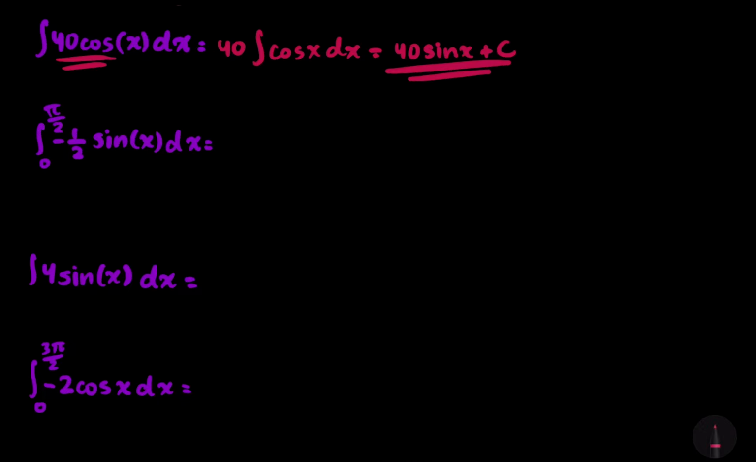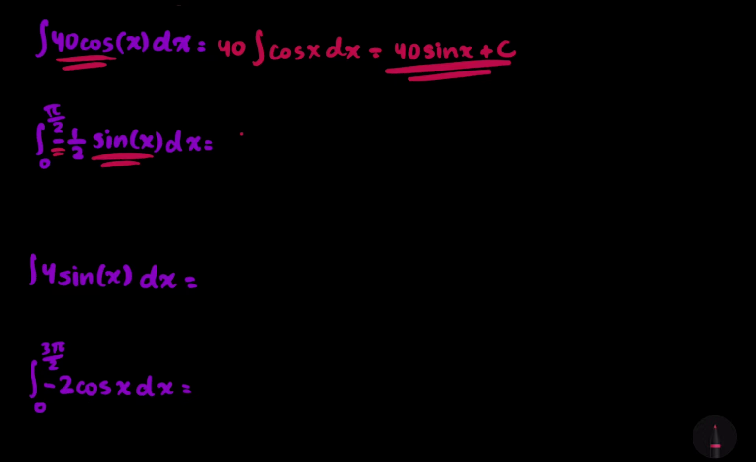And then next up, we have the definite integral from 0 to pi over 2 of negative 1/2 sine of x dx. And so we can keep the 1/2 in if we would like, or we can take it out. It doesn't really matter. But all that matters is we have to notice this negative sign over here and the sine of x. So we're essentially taking the integral of some constant times negative sine of x.